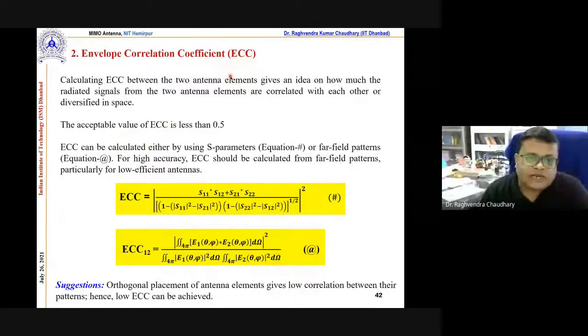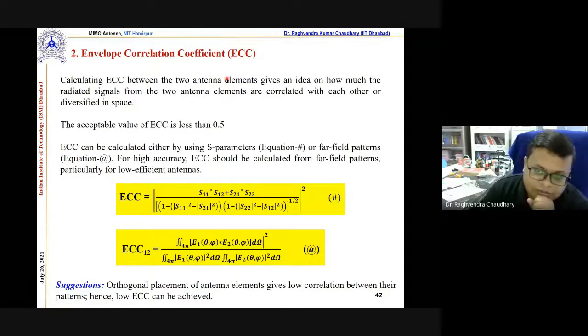Next is the correlation coefficient. It is very important, and it calculates the correlation between the antenna elements. When your antenna is radiating, it tells how much two antennas are coupled in the far field region. You can find this from the envelope correlation coefficient, and the acceptable value is 0.5.